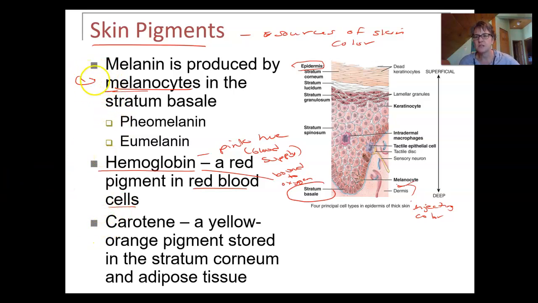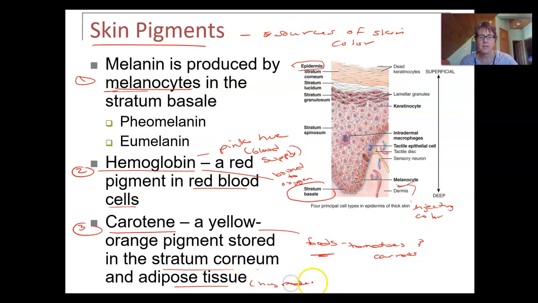I would get very red in the face from all this blood going to my face. So there's 3 sources here. One, melanocytes. Second is hemoglobin. The third is carotene. Carotene is a pigment from foods, right? Beta carotene, like tomatoes and carrots, obviously. But it's in your foods. And it gets dumped and it hangs out in your epidermis and in the adipose of your hypodermis.